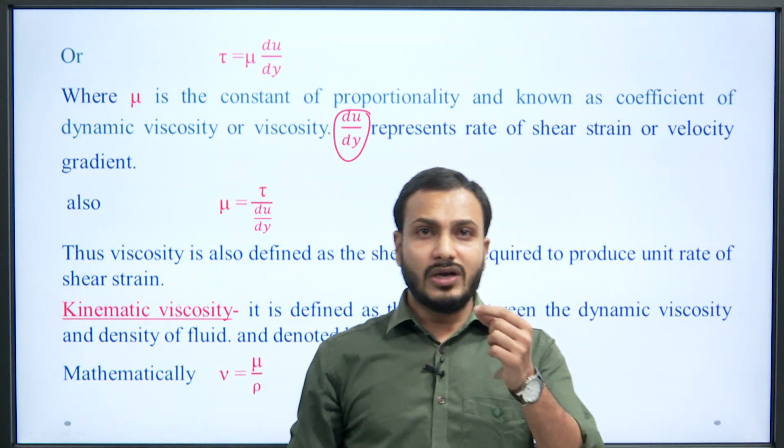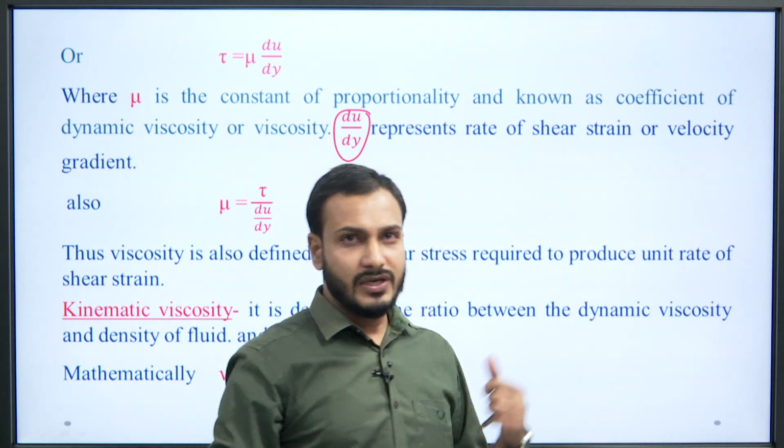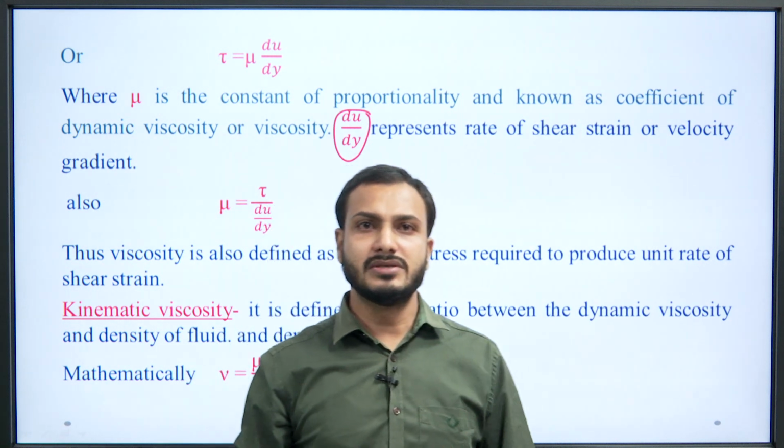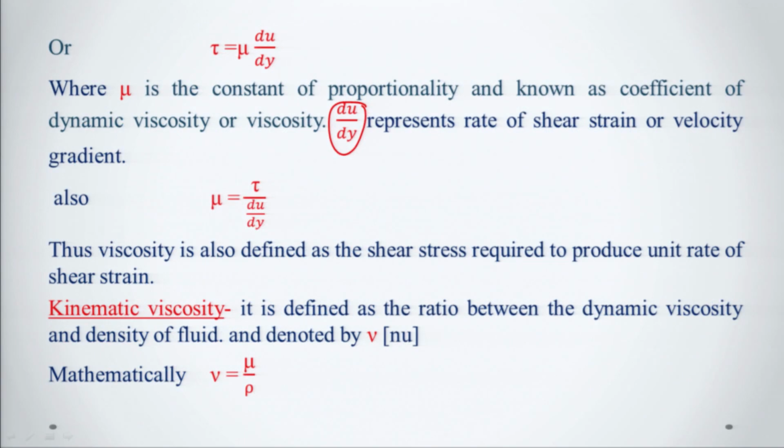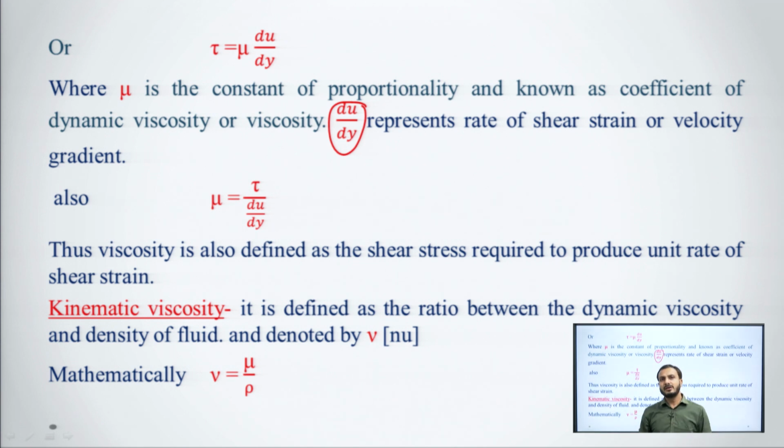So, what will be the value of mu from here? We can easily see that mu, the coefficient of dynamic viscosity, is defined as the shear stress required to produce a unit rate of shear strain. So, this way we can understand viscosity in detail. I have explained the dynamic viscosity, and now we will understand kinematic viscosity.